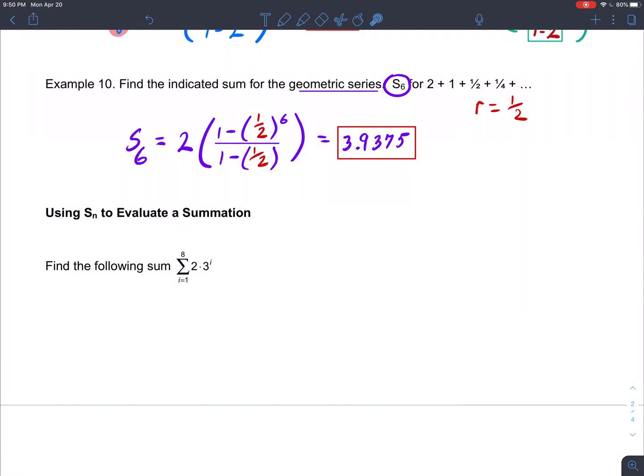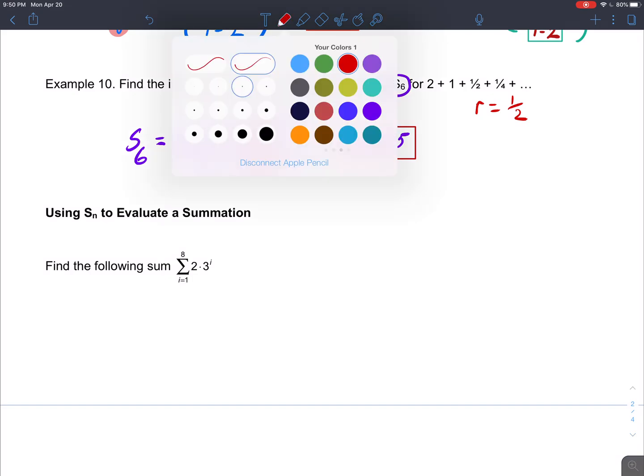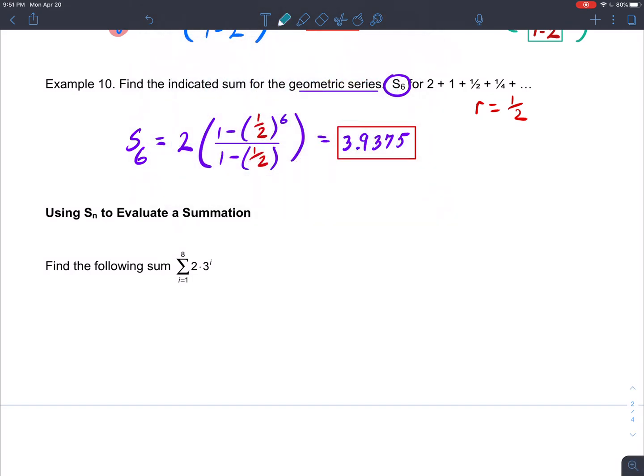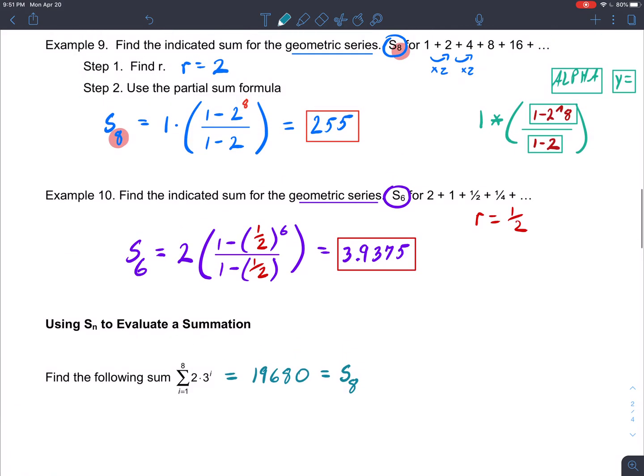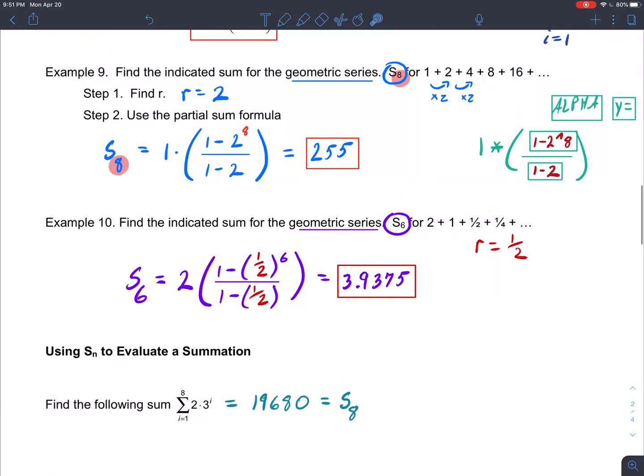This one is something we could, since we know how to do it, just plug straight into a calculator. Right? Just use the summation option in the calculator, plug this directly in, you get 19,680. What is that exactly? That is S sub 8. That's what it is.